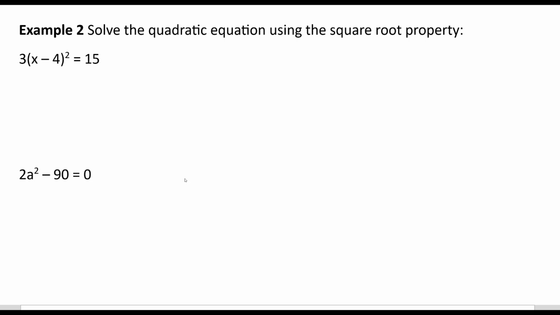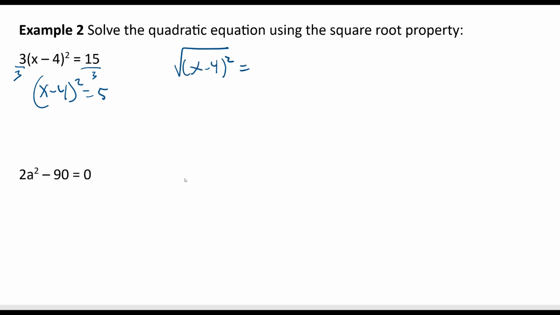So in this problem here, we can isolate this factored side, where the variable is, we have x minus 4 squared equals 5. So now I have something squared equals a constant. If I take the square root of x minus 4 squared, it equals plus or minus the square root of 5. I do plus or minus for the constant part because if you square that negative, the negative squares out. So x minus 4 equals plus or minus square root of 5.